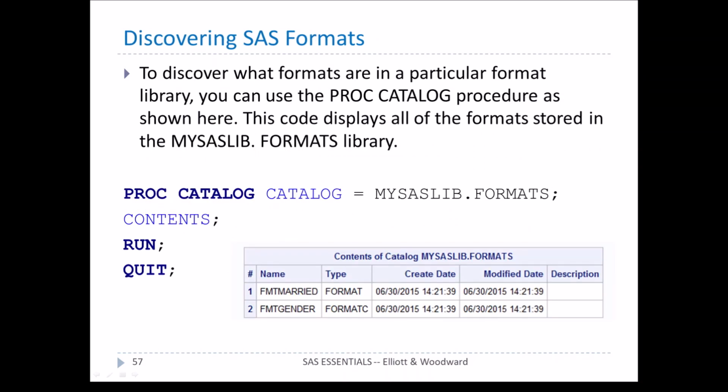So what happens if you don't remember where your formats are or what's in the format library? You can, of course, go out to your Explorer and double click on things, but you can also do a PROC format catalog equal mysaslib.formats and then contents. And what that will do is it will create a report for you that tells you what formats you've created. So in this case, it tells us I have format married and format gender in my formats library.